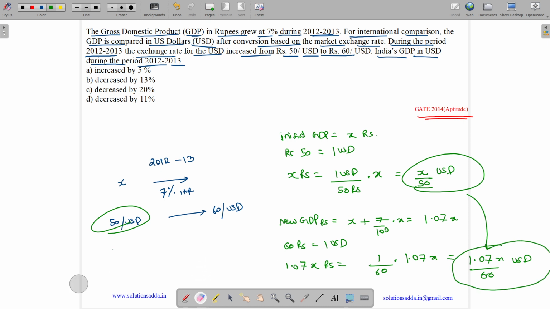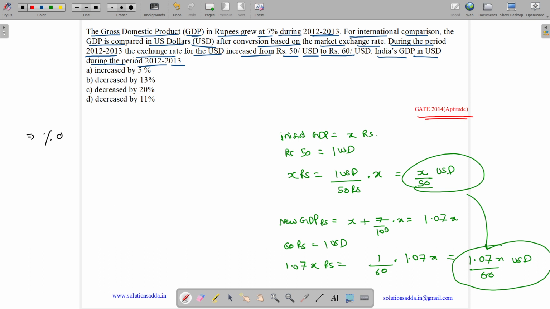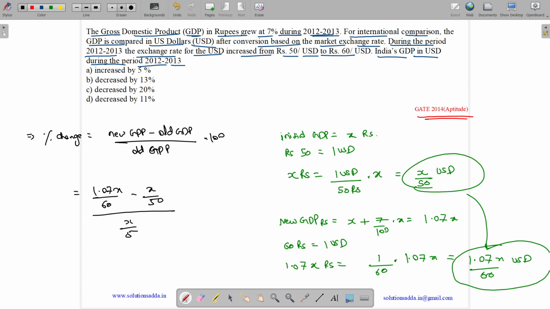We need to find the percentage increase. So how do you find the percentage increase? So percentage change equals the new GDP in dollars minus old GDP in dollars, divided by old GDP in dollars, into 100. So what is new GDP? It is 1.07x by 60 minus old GDP, x by 50 US dollars, divided by old, x by 50, into 100.